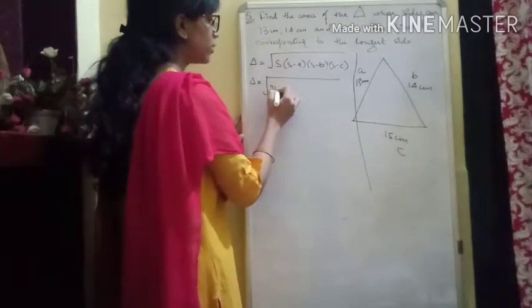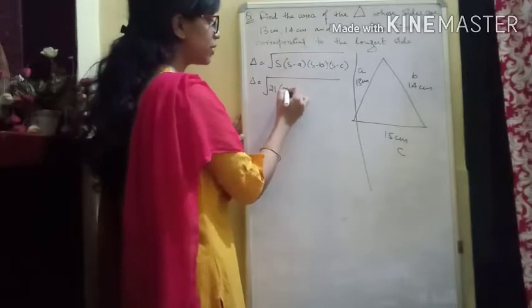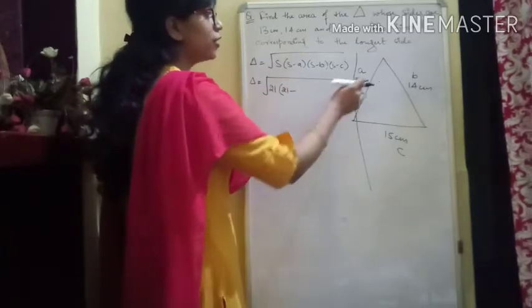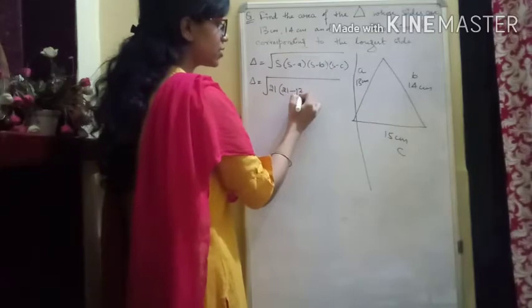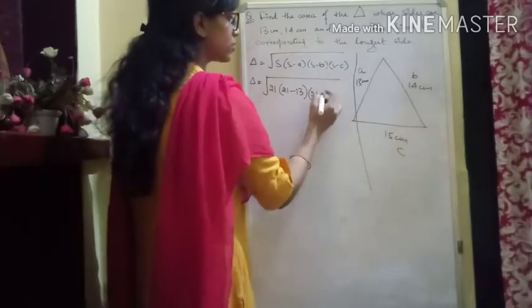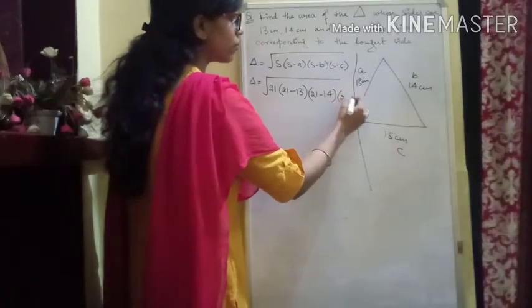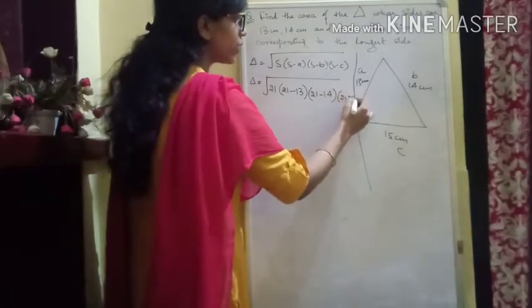Semi-perimeter is 21, into this bracket, which is S minus A. S is your semi-perimeter, 21, minus A, your first side, let us take it as 13. S minus B, that is 21 minus second side, that is 14. Third side, that is 21 minus 15, correct?